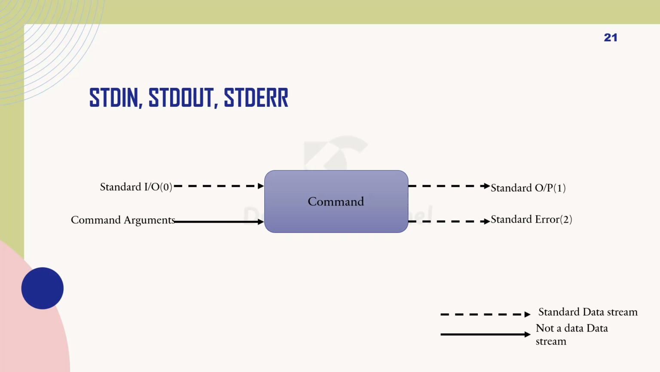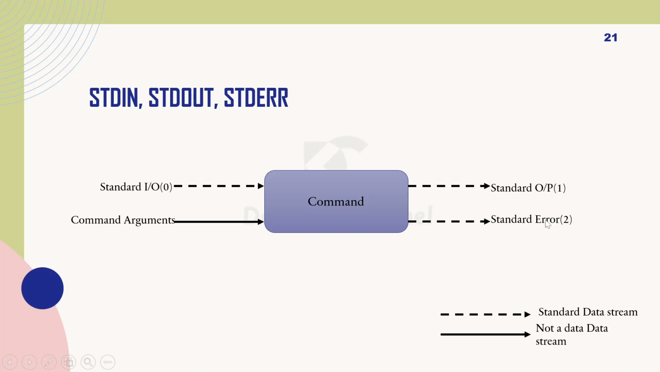The arrow represents the standard data stream. By default, standard input is attached to your keyboard and is ready to take your input. But standard output and standard error are attached to your command line screen, so whatever it gives you, it will throw on your command line window. One thing to remember is the data stream numbers: standard input is 0, standard output is 1, and standard error is 2.